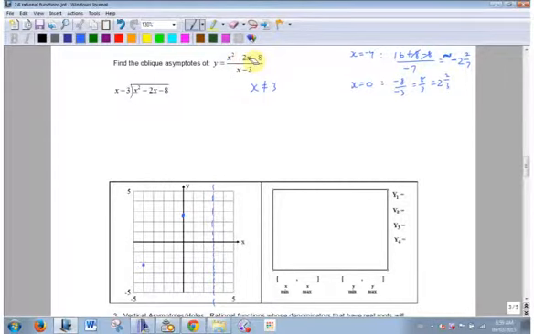Do we kind of see the direction this thing might go? Do I need to plot anymore? This is an asymptote, so it's going to go up here and do that. And it's got to go through that point. It's got to go through that point. So I'm half done. I just put in 2 points.